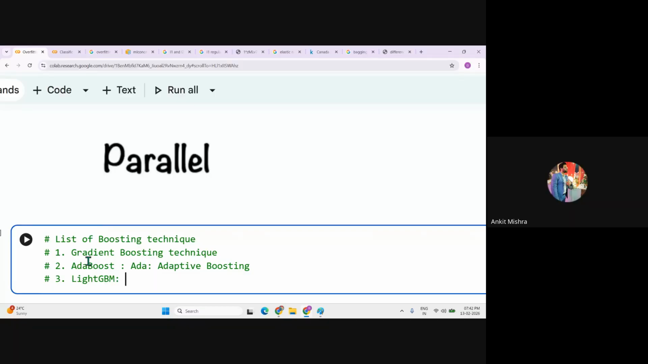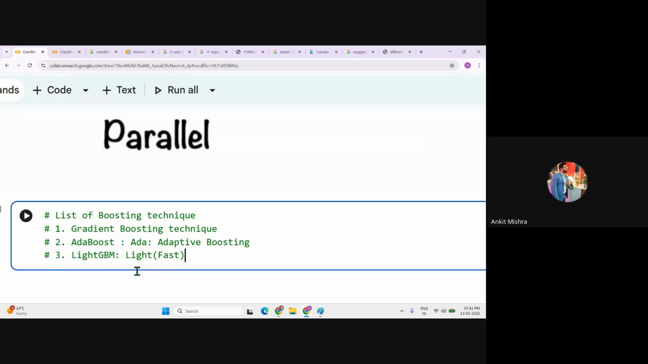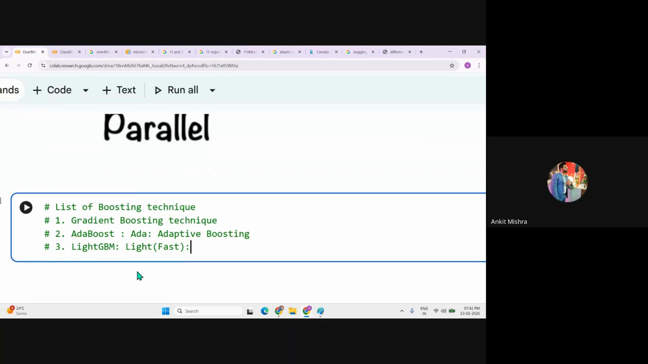Light in LightGBM is not the speed of light, but light means fast here. And GBM is gradient boosting. It is like a fast gradient boosting technique. You can just say LightGBM, fast gradient boosting, and M is machine.